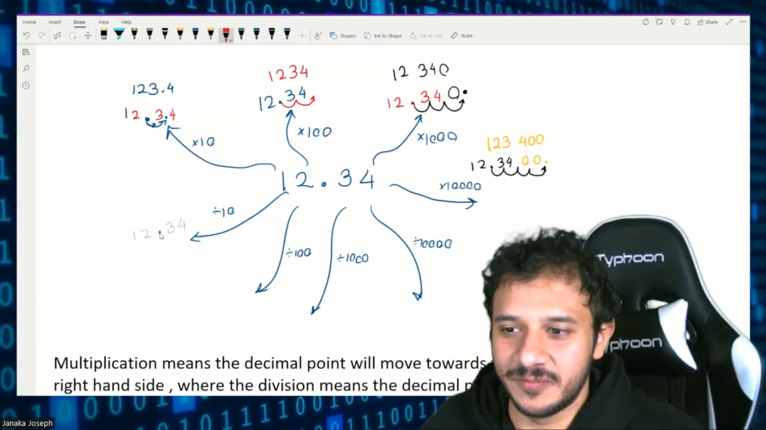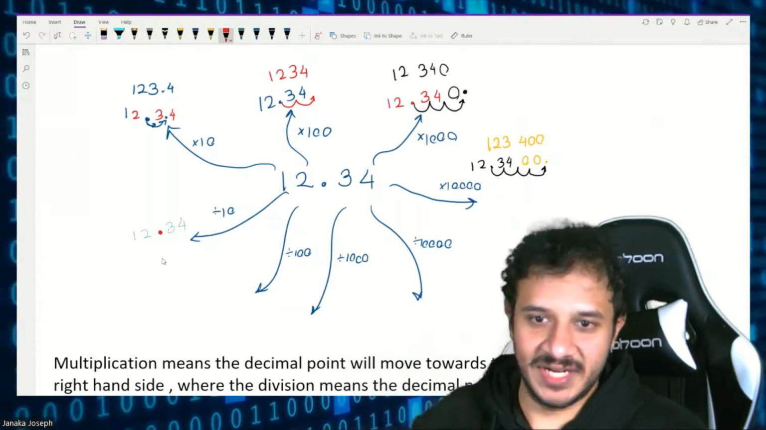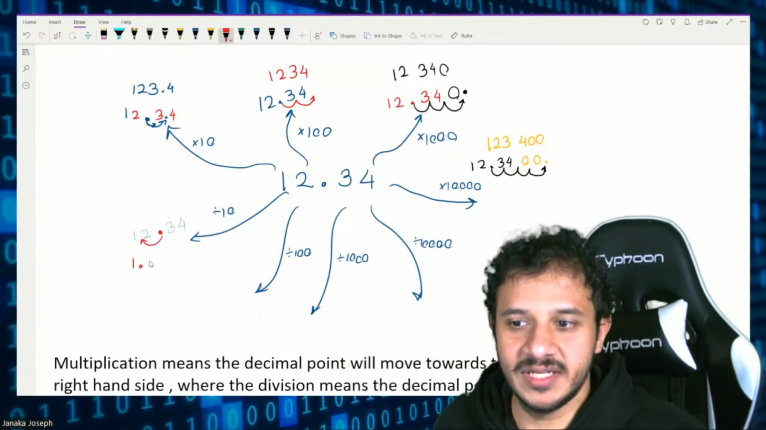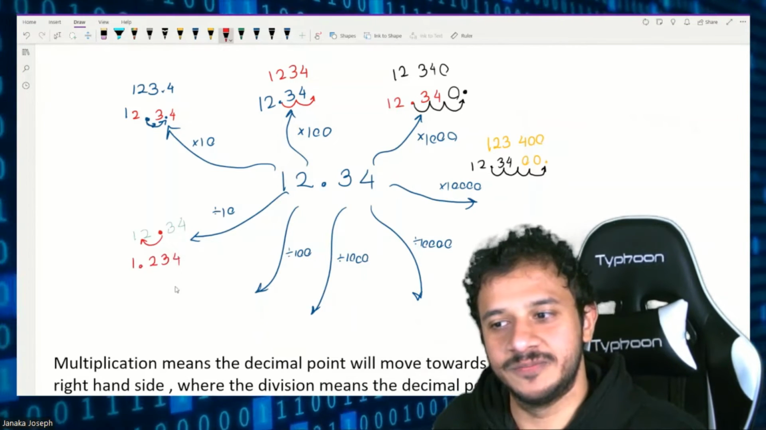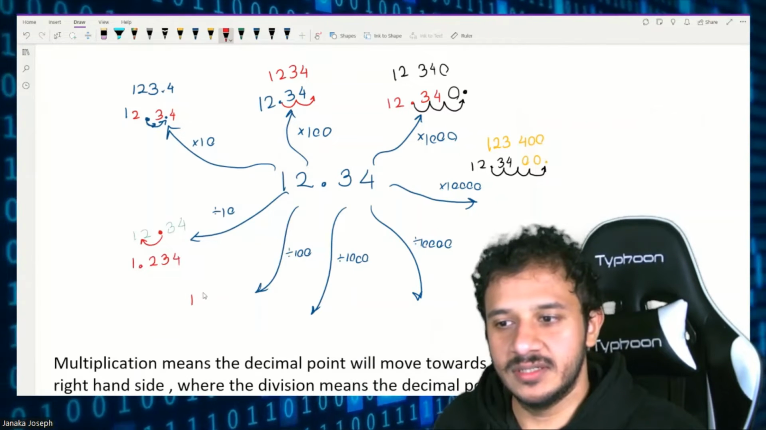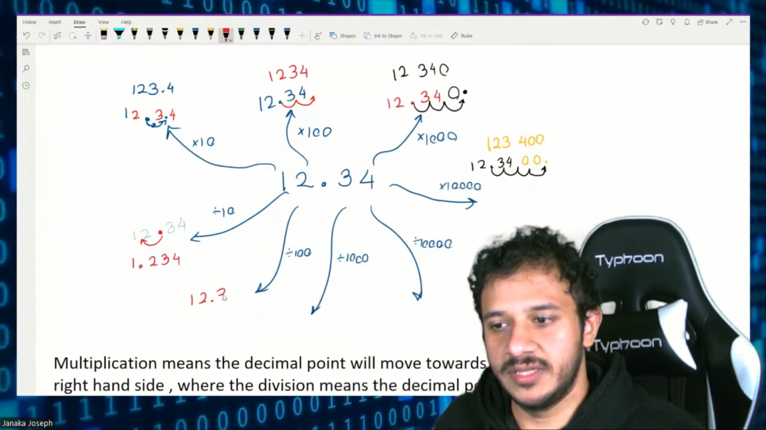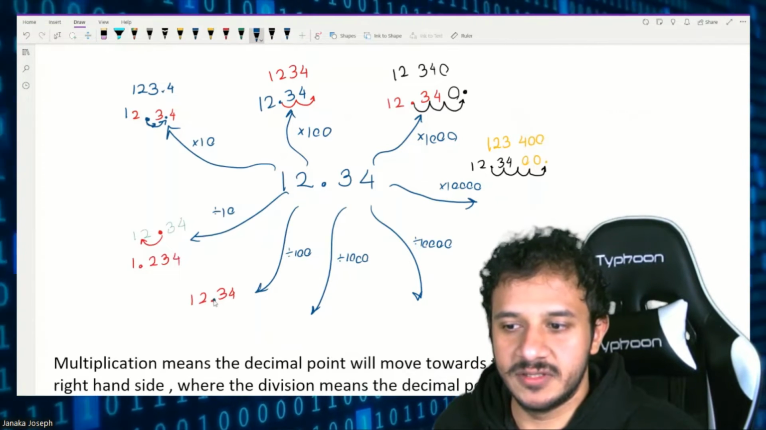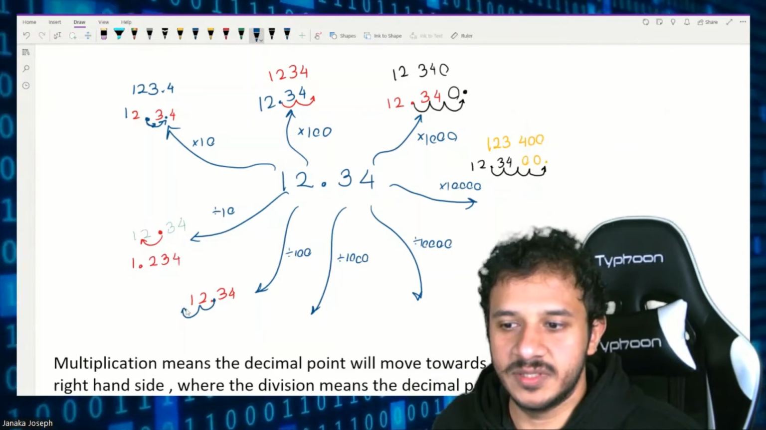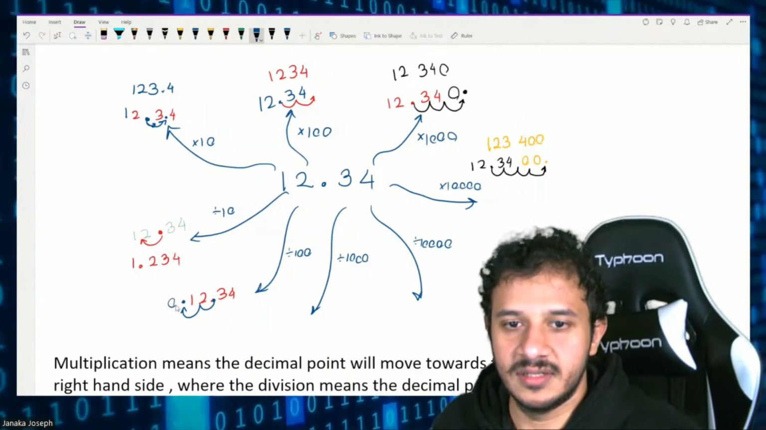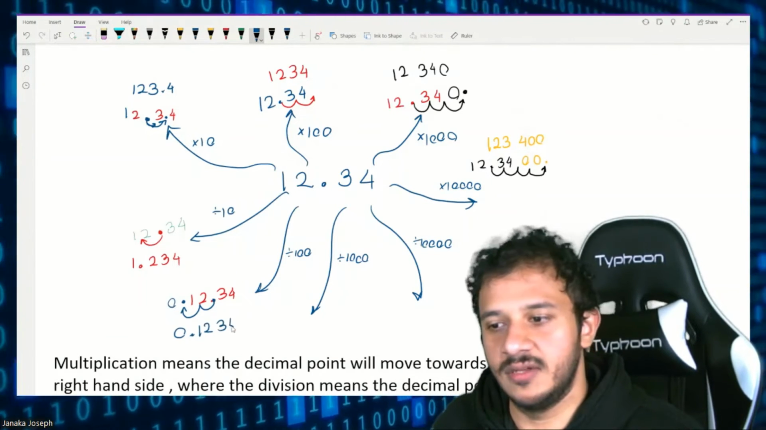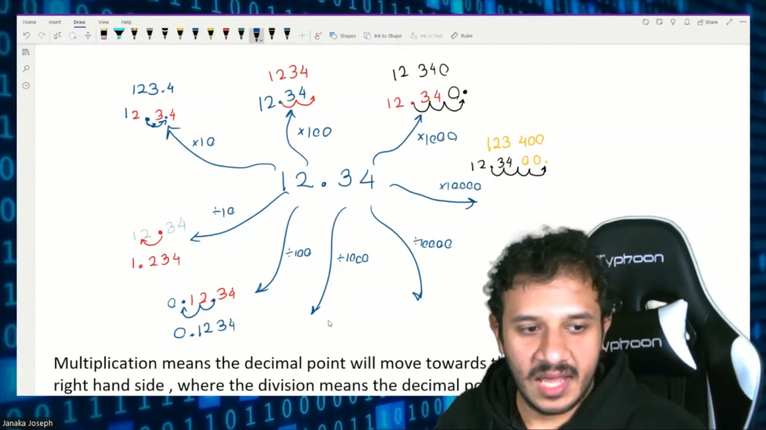Alright, so anyway, the decimal point here, divided by 10 means the decimal point will move 1 place forward, and that will make a 1.234. Now here, 12.34, the decimal point will move 2 places forward. So 1 place and 2 place, and the dot will come here. So it will be what? 0.1234.